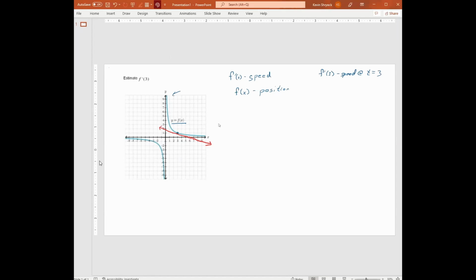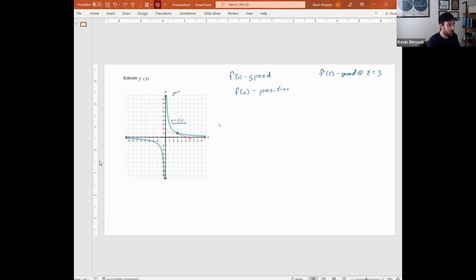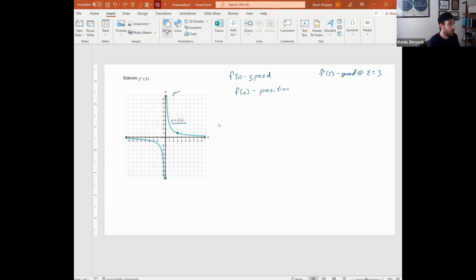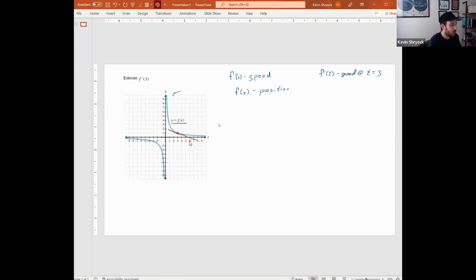Kind of just picking two points on that secant or tangent line, maybe. We might as well, right? It is saying estimate, so this is not going to be exact. There's no way for us to make it exact. My drawings probably aren't the best, so maybe I should use the line drawing tool to make this a little bit cleaner. Something like that, right? Okay, so let's grab some points. What points look good?